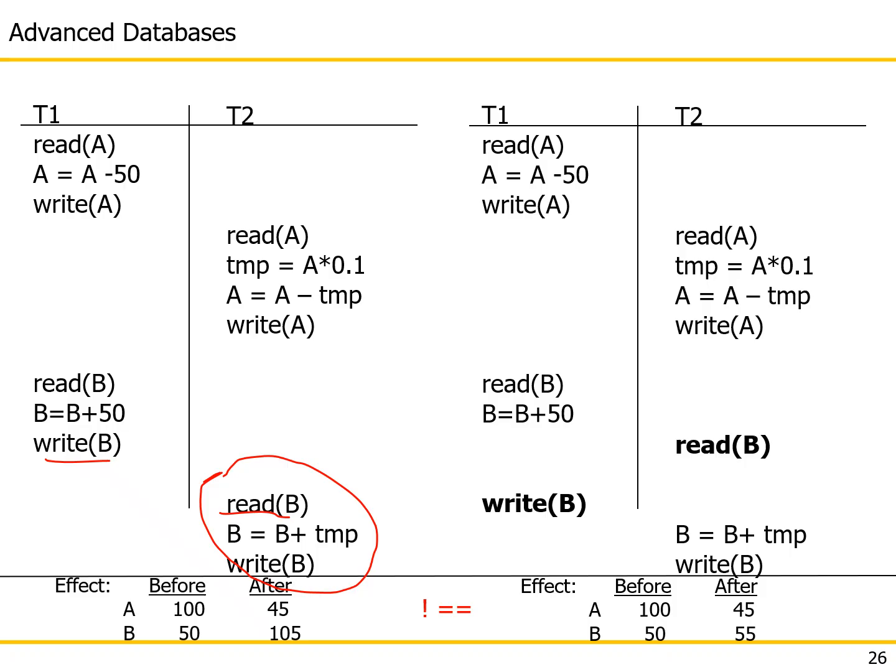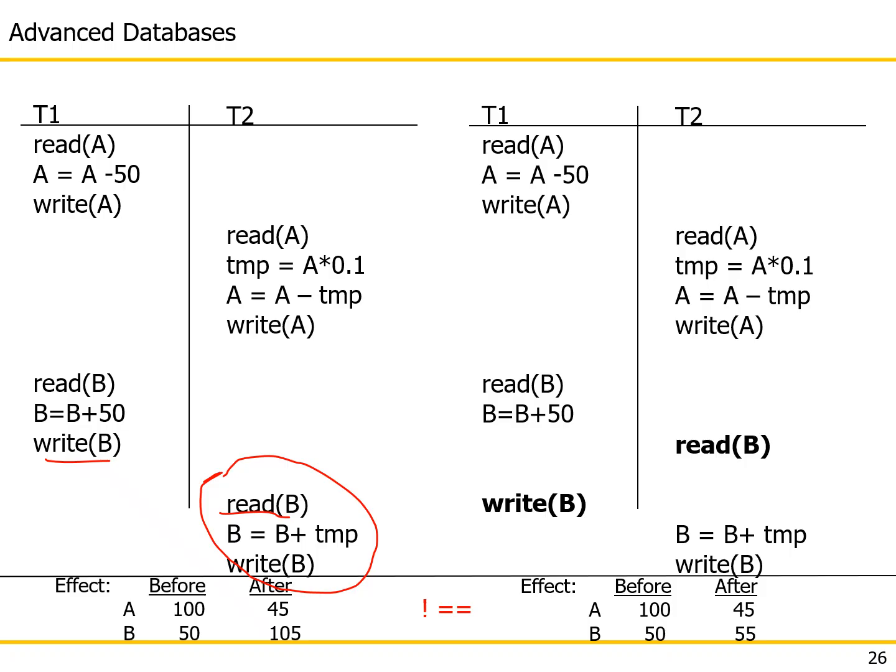Now let's look at this one. The example on the left is the same that we have been looking at before. But if you look at the right, we are now doing context switches at different locations of the code. I start with T1, I read A, I subtract the 50, and then write A. And then a context switch happens, I start running T2, I read A, take the 10% out from A, and then write A.